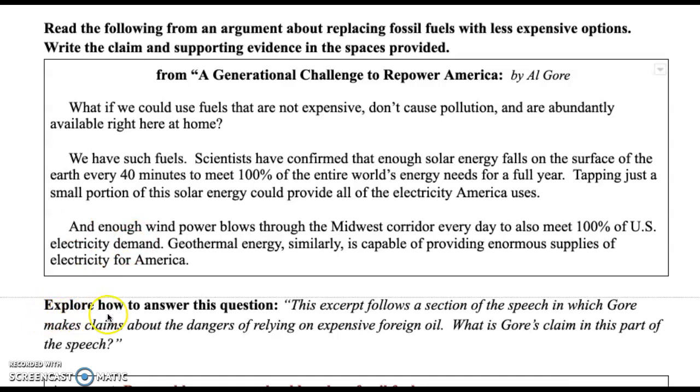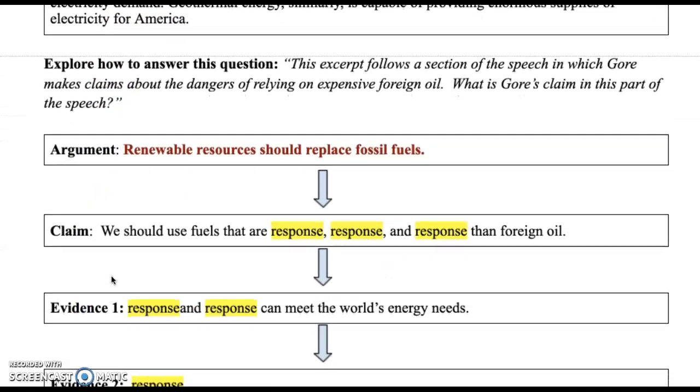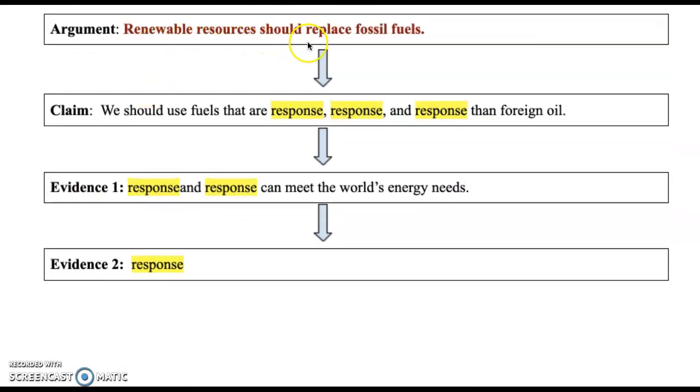The next step is to explore how to answer this question. This excerpt follows a section of the speech in which Gore makes claims about the dangers of relying on expensive foreign oil. What is Gore's claim in this part of the speech? We're going to get our claim and the evidence all from this short passage. So, the argument is still renewable resources should replace fossil fuels. You're going to complete the claim, the first evidence, and the second evidence.